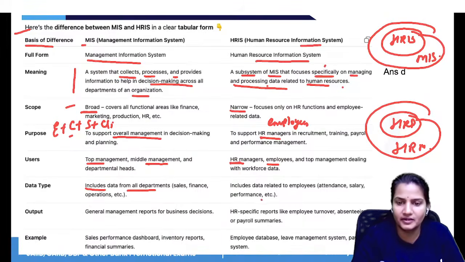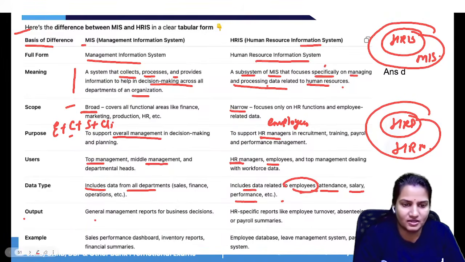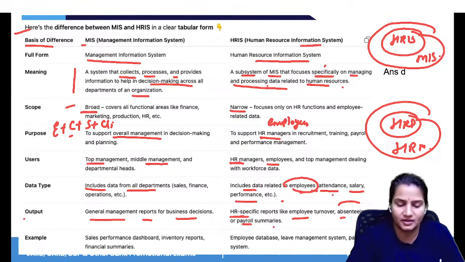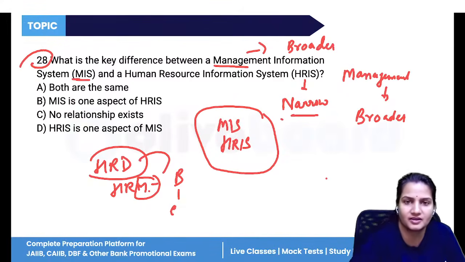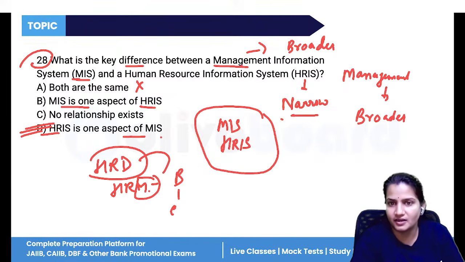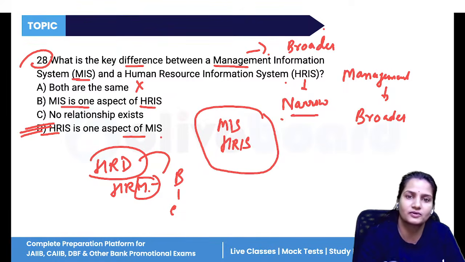MIS includes data from all departments. HRIS includes data only related to employees, meaning attendance, salary, payroll, performance appraisal. General management reports for business decisions, while HRIS provides HR activities like employee turnover, absenteeism, payroll summaries. So this is the difference between MIS and HRIS. Are both the same? No, HRIS is one aspect of MIS. So option D. Always remember, management has a broader scope, and the rest of the things will be included under management.